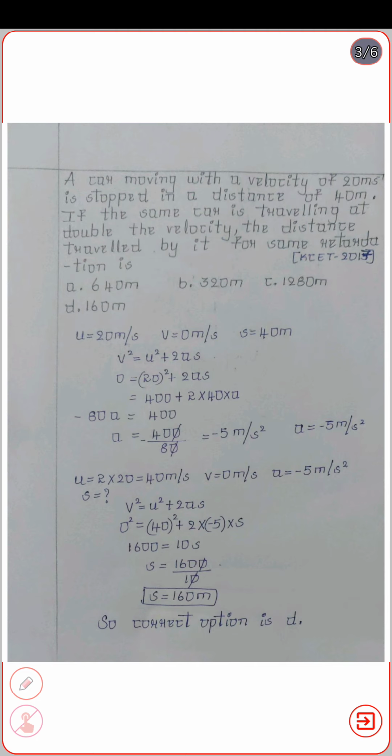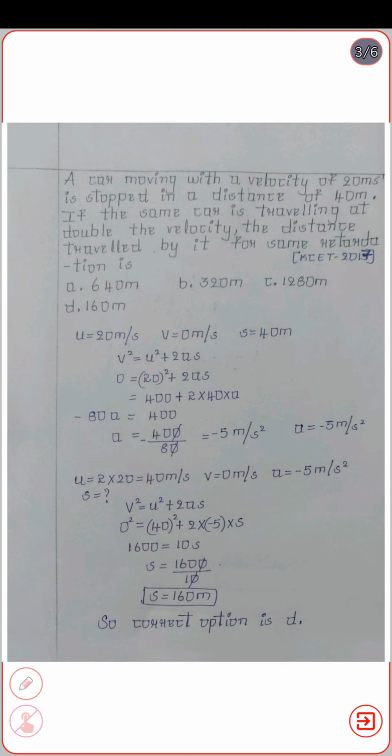So you have to be quick in doing the calculations. The next case they have given is, if the same car is traveling at double the velocity. So your velocity is double. The first initial velocity was 20 meter per second. Now it's twice, that's 2 into 20, which gives you 40 meter per second.